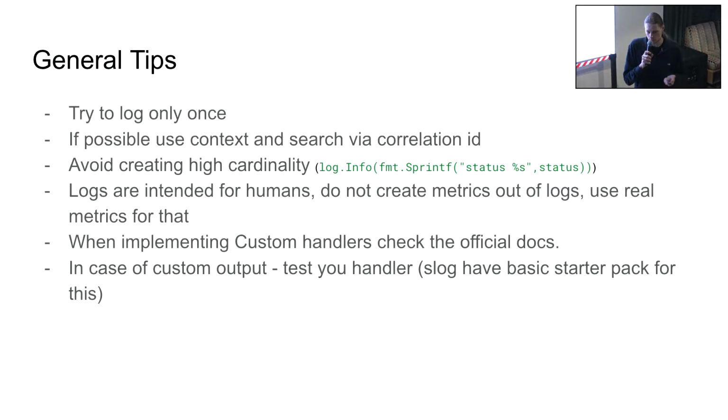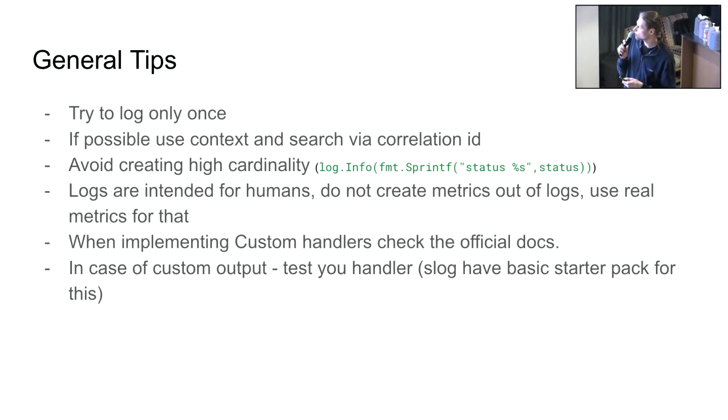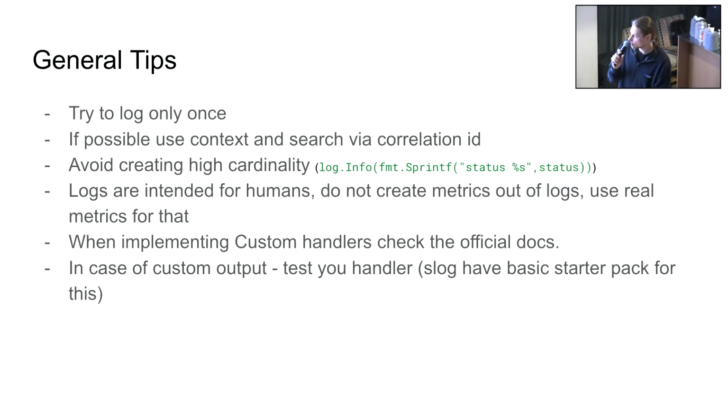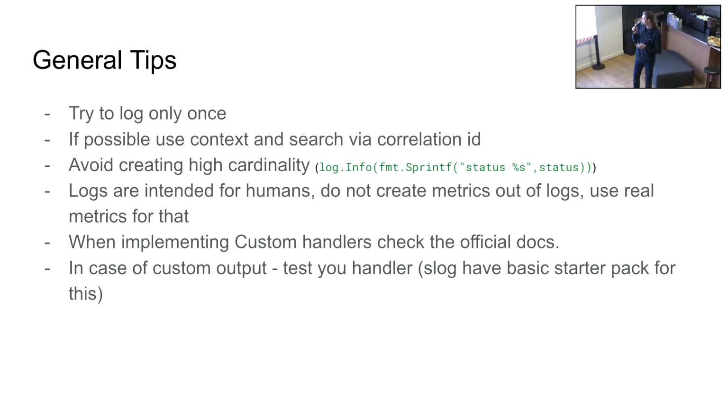Try to log once. It reduces noise. If possible, use context. Use it to provide some correlation ID. It will help you to track information. Avoid creating high cardinality logs. For example, this is a bad example where the message would constantly change based on status. So if we have status 500, that's one message. If we have status 505, that would be another message. If you wanted to search that, you would have to pipe all those numbers.